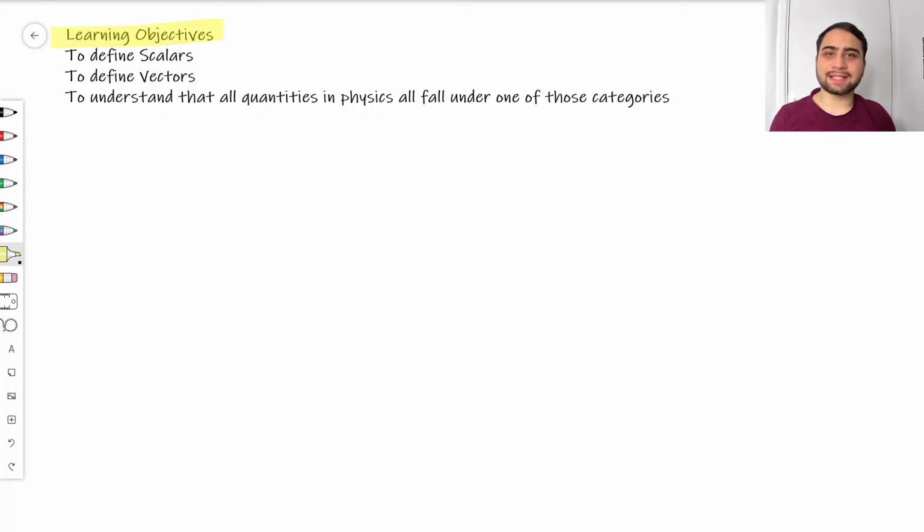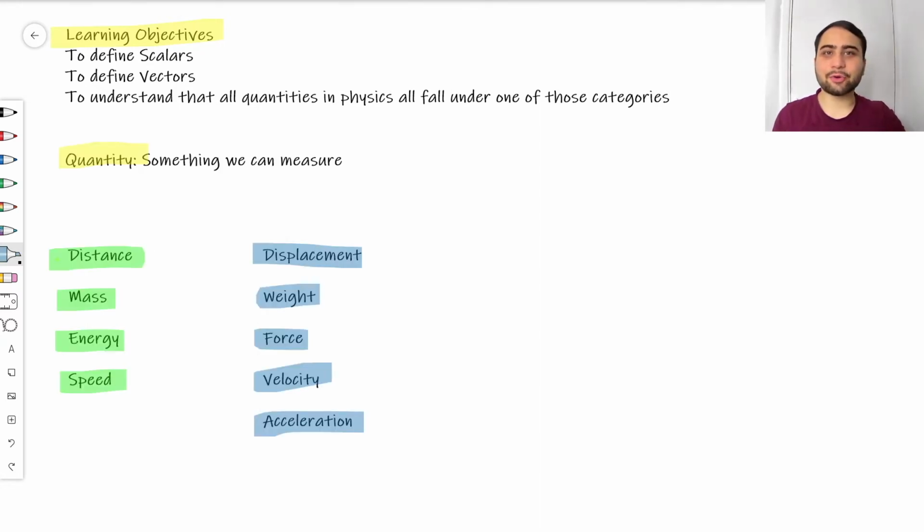My name is Manam and today we're going to be looking at scalars and vectors. So we have a few learning objectives, and that's to define what scalars are and what vectors are, and to understand that all quantities in physics fall under one of these two categories. So if you're ready, let's get right into it.